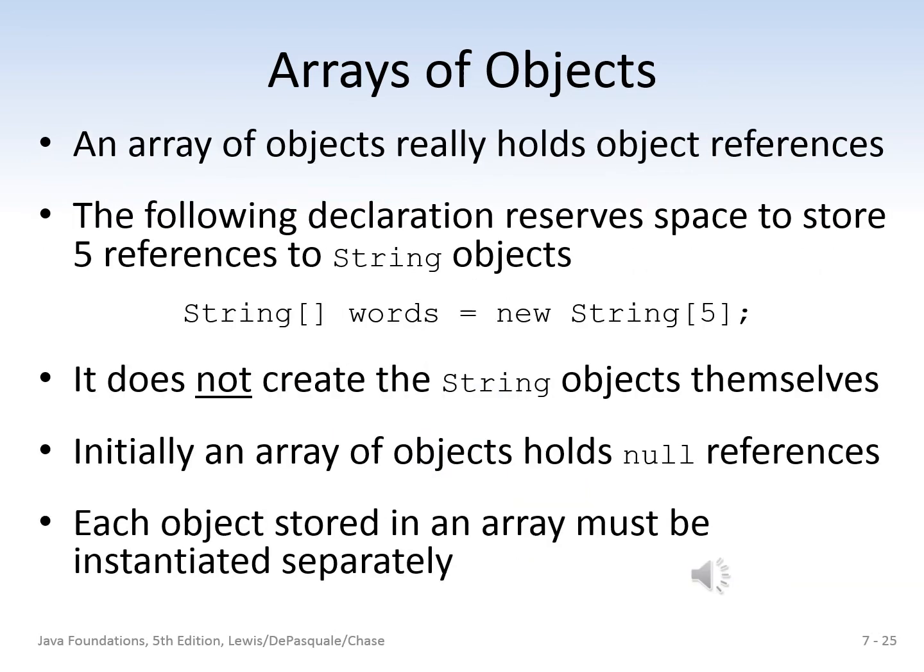So an array of objects really holds object references. And here we have a declaration that reserves space to store 5 references to 5 different string objects. It does not create the string objects themselves. Initially, an array of objects holds null references. Each object stored in an array must be instantiated separately with a constructor.